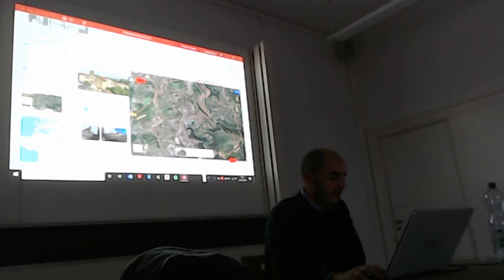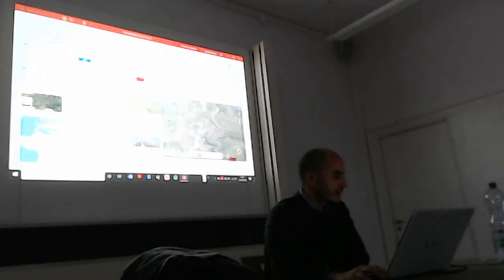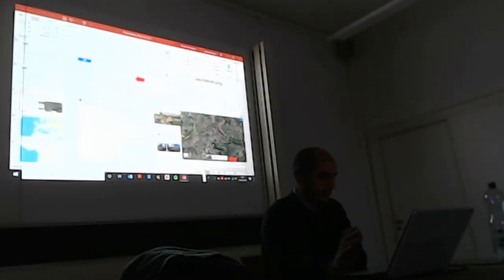Here we have longitude and latitude in the column, and the same coordinates we can put inside the database here and here. So it's very easy to have the coordinates.